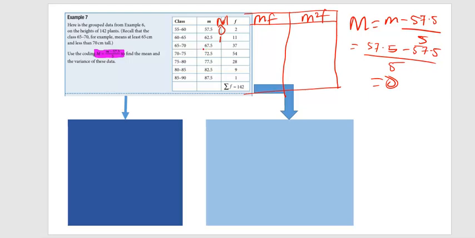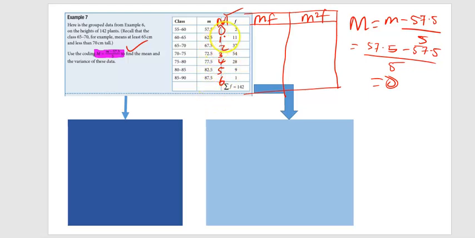Then we have 67.5 minus 57.5 divided by 5. We are going to get 2. If we do the same by coding, we will get 3, 4, 5, and 6 by applying this code. You simply take the M value, subtract 57.5, divided by 5, and you get this M: 0, 1, 2, 3, 4, 5, 6. This is the coded system.